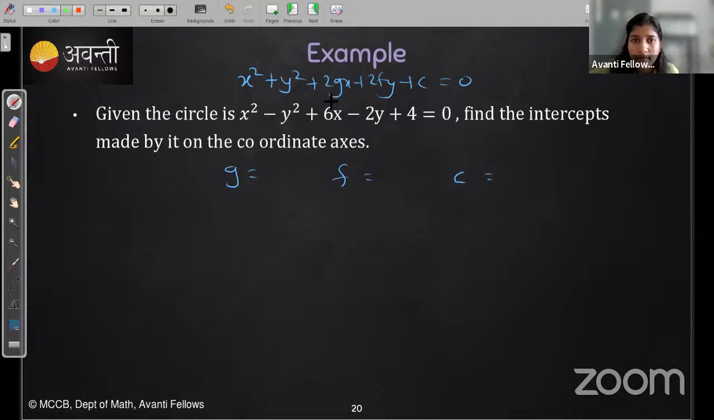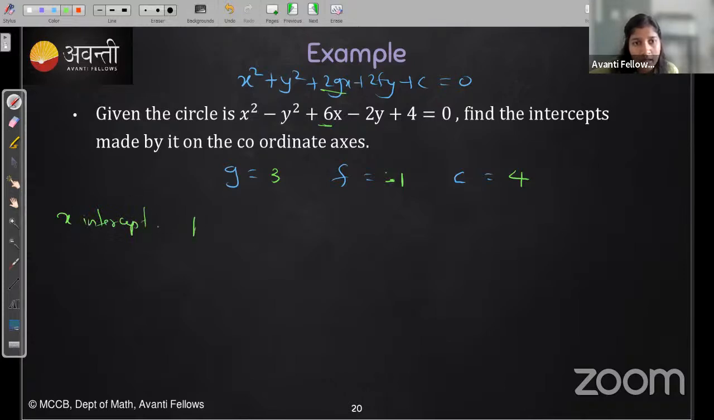When you compare these two equations, what will you get? Just compare the coefficient of x with x here. What will be the g value? The g value will be 3, right? And what will be the f value? The f value will be minus 1, right? And the c value will be what? 4.